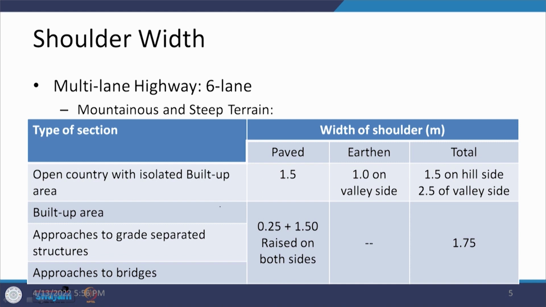When we are looking at the 6-lane highways under the mountainous and steep terrain, the values for the restricted conditions again have been taken together, and it is 0.25 plus 1.5 meters. This is provided on both sides as a paved shoulder under the constrained conditions, and that makes it 1.75 meters. In the case of open country, we have 1.5 plus 1 on the valley side. We have 1.5 meters on the hillside, but on the valley side we have a combination, 1.5 plus 1, that is 2.5 meters being provided. That is the way we are going to provide these shoulders on 6-lane highways.